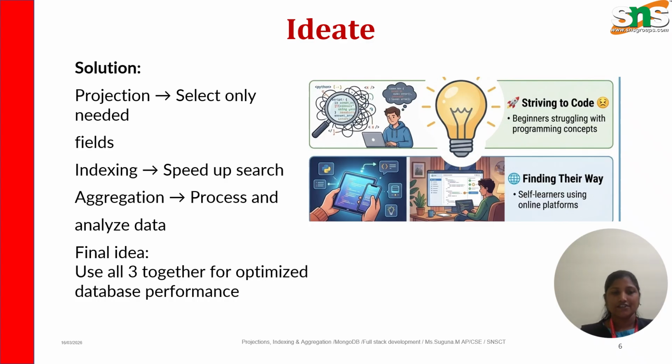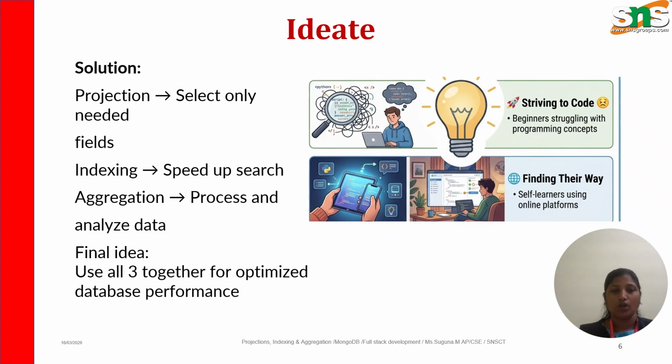So what is aggregation? It is a process which is used to analyze and process the data. For example, counting the total items in a cart, calculating averages and generating reports. So we have seen three techniques, right? The final idea is that we can combine all these three techniques in order to get optimized database performance.